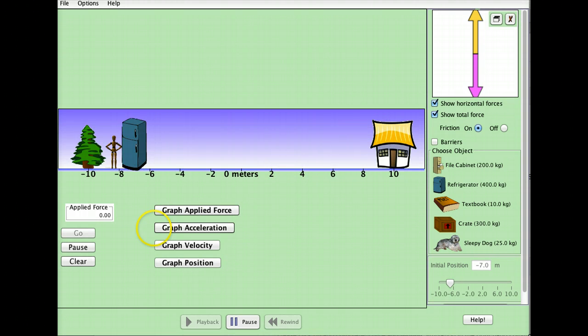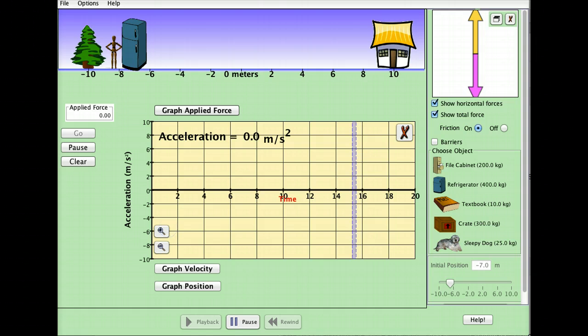So when you get there, you'll see this graph acceleration. You are going to be asked to pick the file cabinet and the crate, and the objects are over here on the right hand side. I picked the refrigerator for the demonstration. Over here you can see some of the arrows we're going to be looking at. We can look here or we can look underneath the object itself.